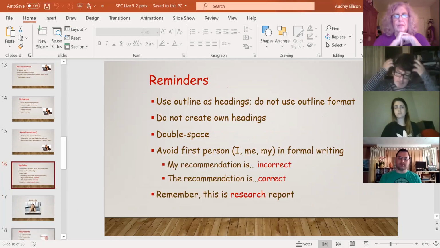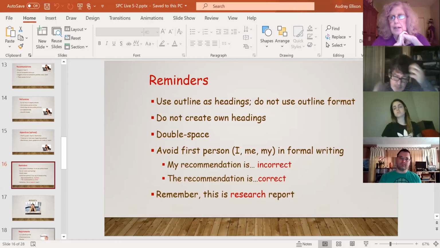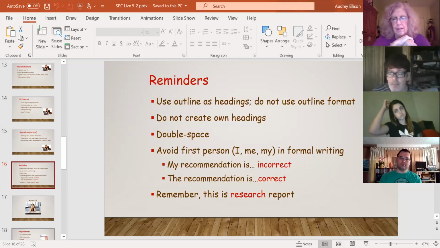Reminders. Use an outline. Use the outline provided as headings, but you're not using an outline format. You're not using 1 and then information and then A, B, and then 1, 2. You're using the outline format for a paper, not a regular outline. I know that probably doesn't make sense. I sent you an outline that has all the headings, which is what I actually just went over.